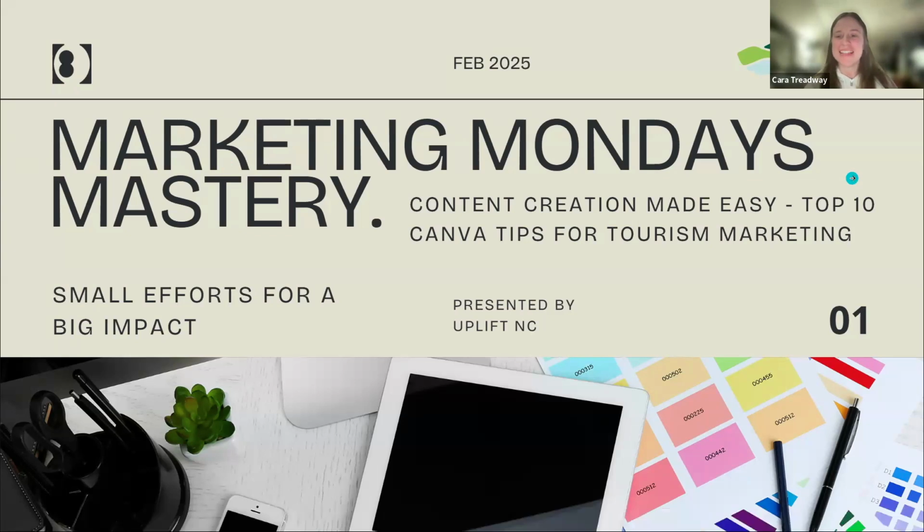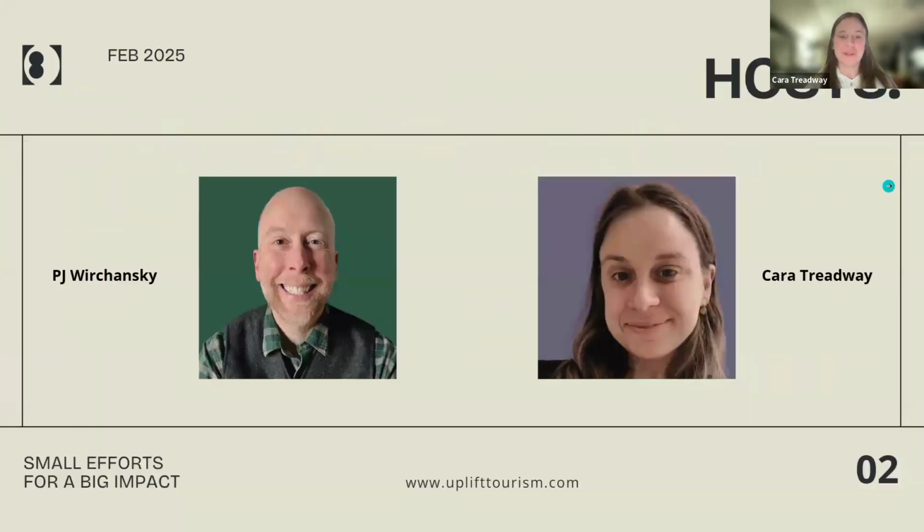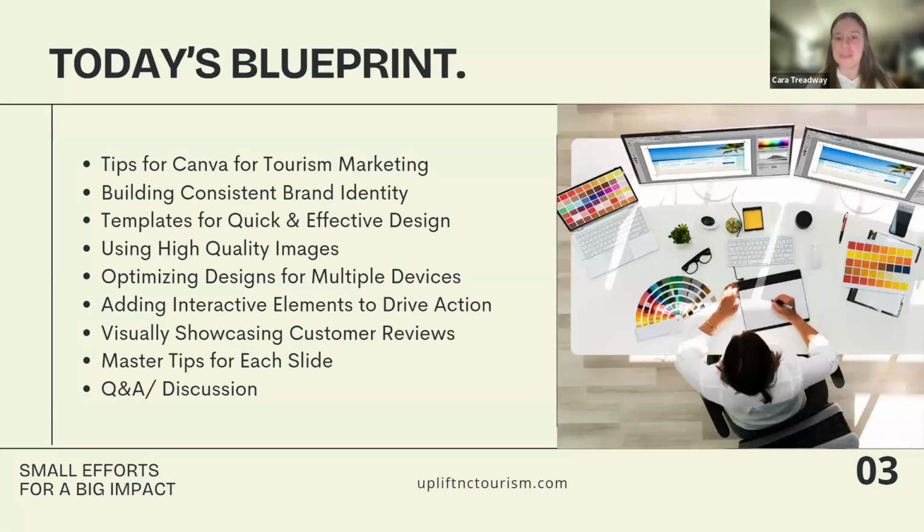So let's go ahead and take a look at the blueprint for today. We're going to cover some tips for using Canva in tourism marketing, starting with just building a consistent brand identity, as well as using templates for an easier design. We'll also discuss how to incorporate some really high quality images, optimize your design for different devices, and then add interactive elements in as well to drive action. And then we'll also explore some ways to showcase your customer reviews.